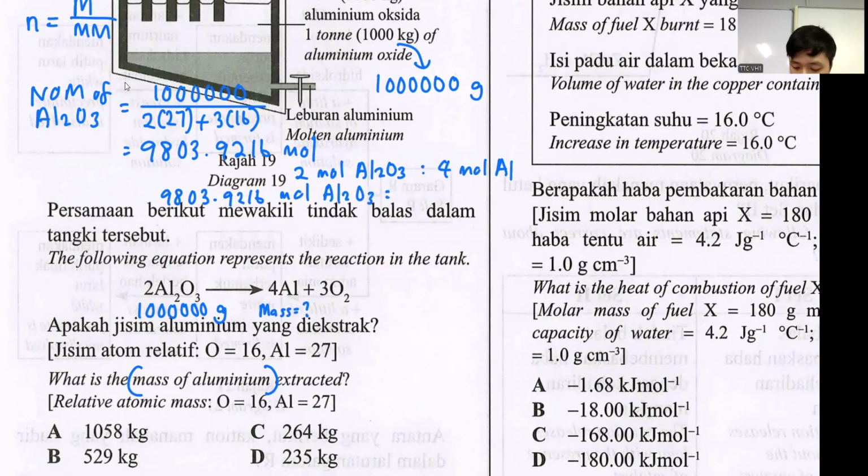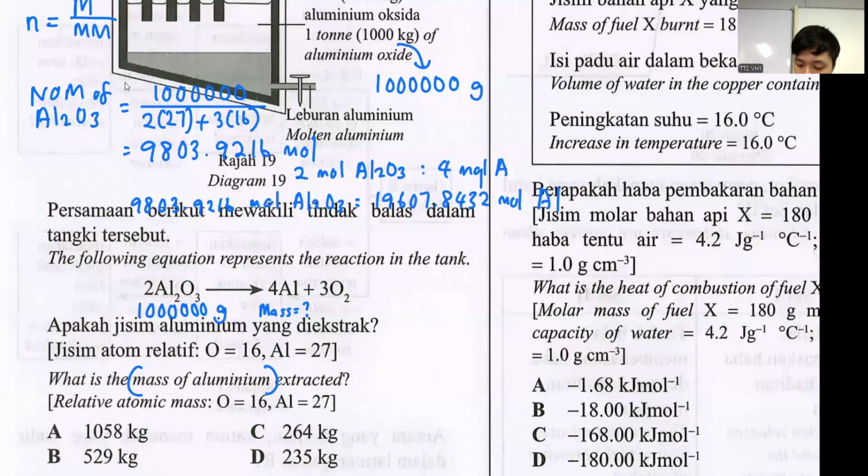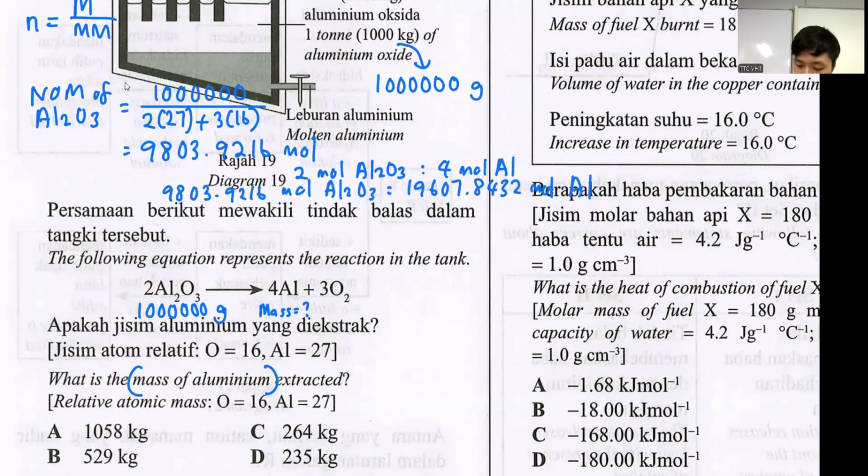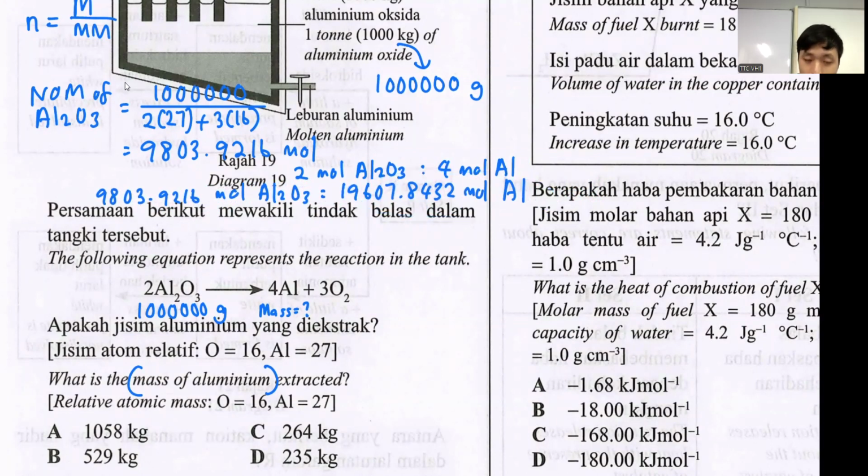Times 2. You will get 19607.8432 mole of aluminum. I know it's a bit crazy, but yeah. The crazy is the big number, not anything else. And then you use this mole to find the mass.